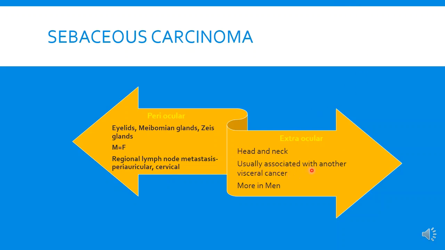Whereas the extraocular tumors are seen in the head and neck, and they are usually associated with another visceral cancer, that is Muir-Torre syndrome, and they are more seen in men. And when extraocular tumors are seen in association with Muir-Torre syndrome, they usually will not metastasize. Whereas if they are not associated with the syndrome, they are highly metastasizing.